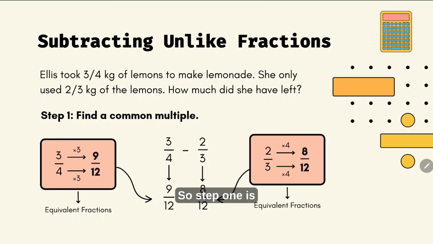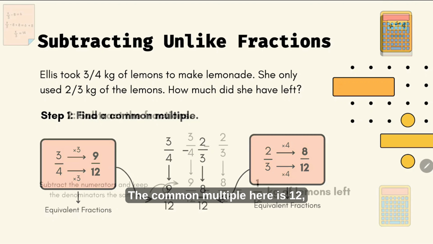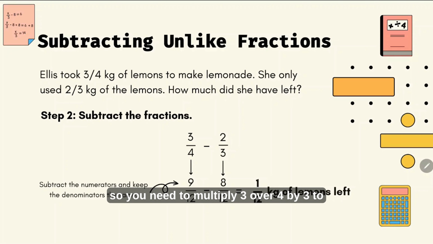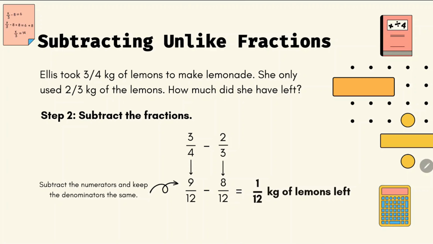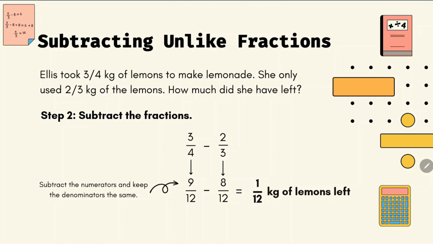So step 1 is to find the common multiple for the denominators of 4 and 3. The common multiple here is 12, so you need to multiply 3/4 by 3 to get to 9/12. Multiply 2/3 by 4 to get to 8/12.